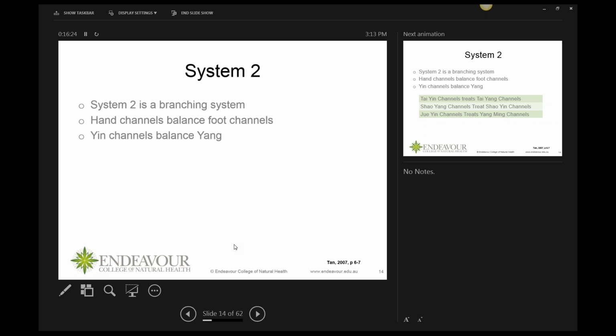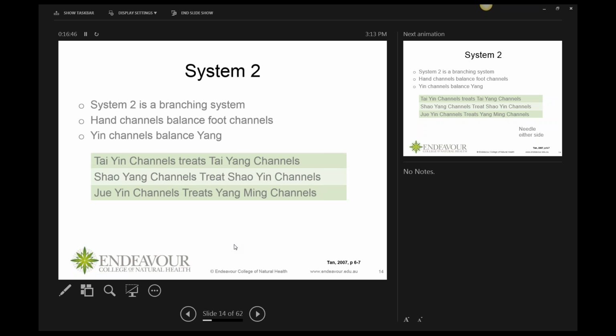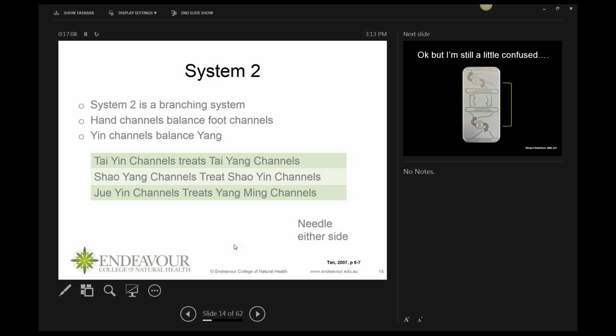And it sort of took me back to when I was discovering a bit about Chinese medicine. The first time you hear those Tai Yin, Tai Yang names, Shao Yang, Shao Yin names, and you think, well, why doesn't the Tai Yin balance the Tai Yang? And why doesn't the Shao Yin balance the Shao Yang? In this system, they do. So we end up with the Tai Yin treating the Tai Yang, the Shao Yang treating the Shao Yin, and then we're left with the Jue Yin treating a Yang Ming channel. And for this one, we needle either side. So again, we can palpate for that Ashi point. So again, this sort of took me a little bit to get my head around.